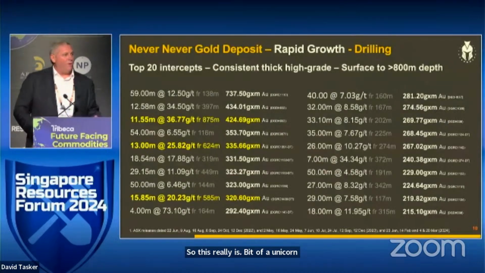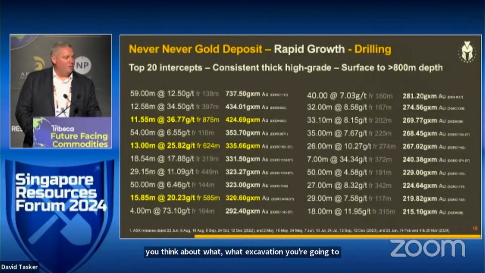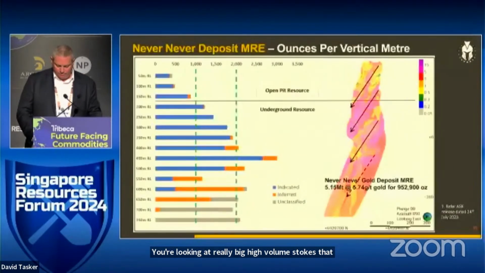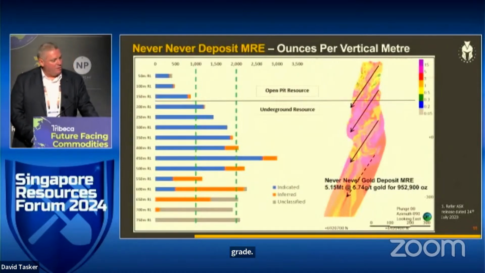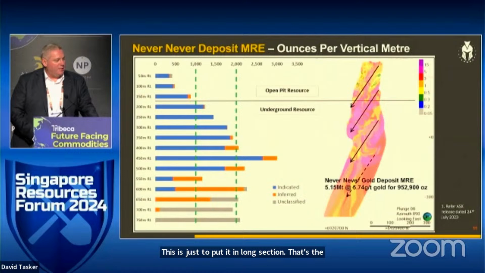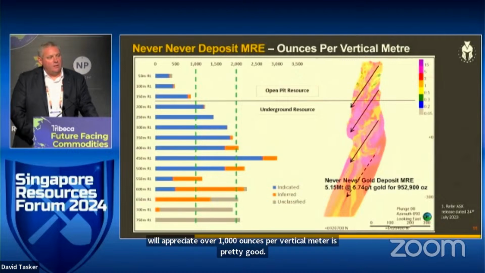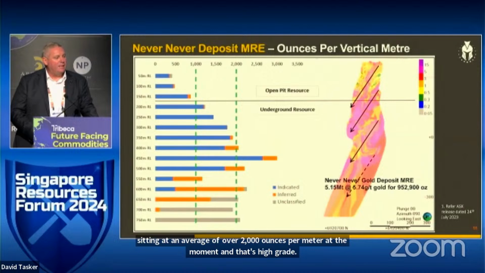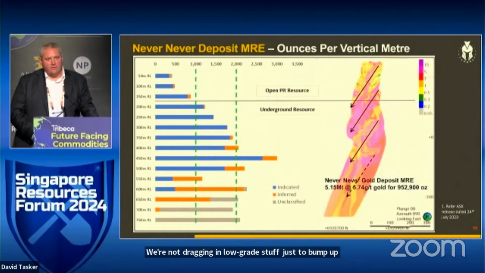But when you think about what excavation you're going to have to put in to take those ounces out and take them all, you're looking at really big high volume stopes that give you lots of tons to feed to that mill at very good grade. This is just to put it in long section. That's the ounces per vertical metre. Any engineers in the room will appreciate over 1,000 ounces per vertical metre is pretty good. That's where the first green dashed line is. We're sitting at an average of over 2,000 ounces per vertical metre at the moment, and that's high grade. We're not dragging in low grade stuff just to bump up that number. We will mine every stone of this deposit.